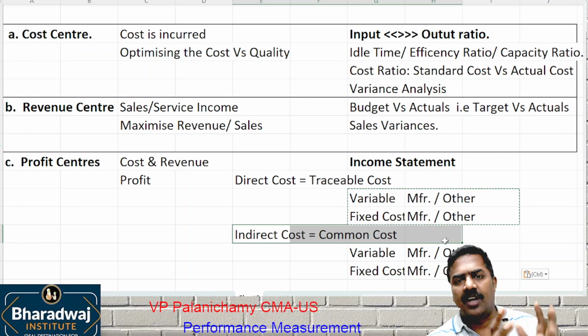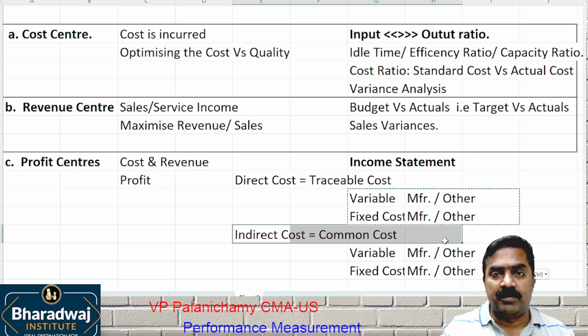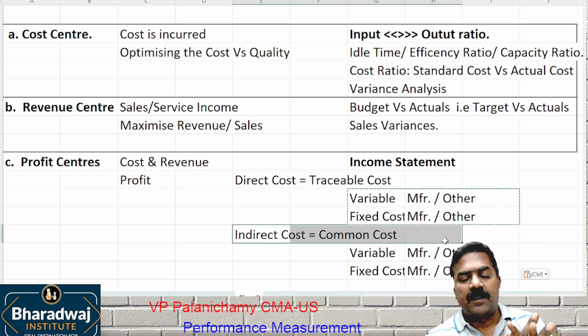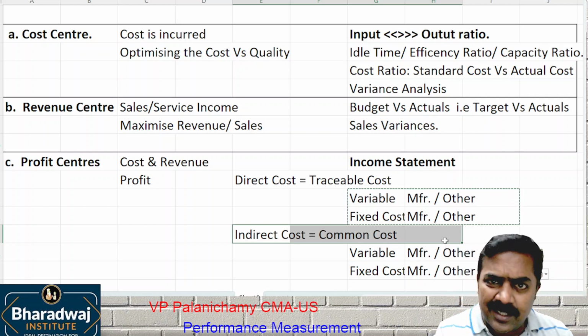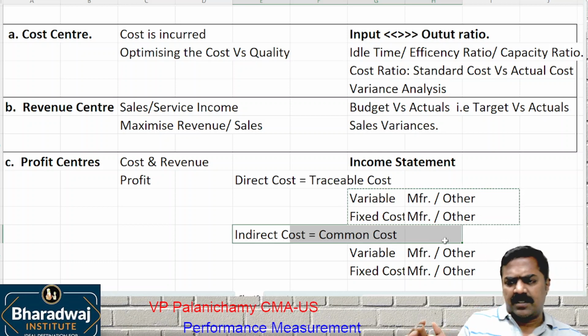For example, rent normally is allocated based on area occupied. Cosmetic division this much, vegetable section this much, medicine section this much, like that. But sometimes people will say cosmetic divisions require only this much, but vegetable section requires a larger space. Provision section requires a much larger space. Medicine section requires only a small space.